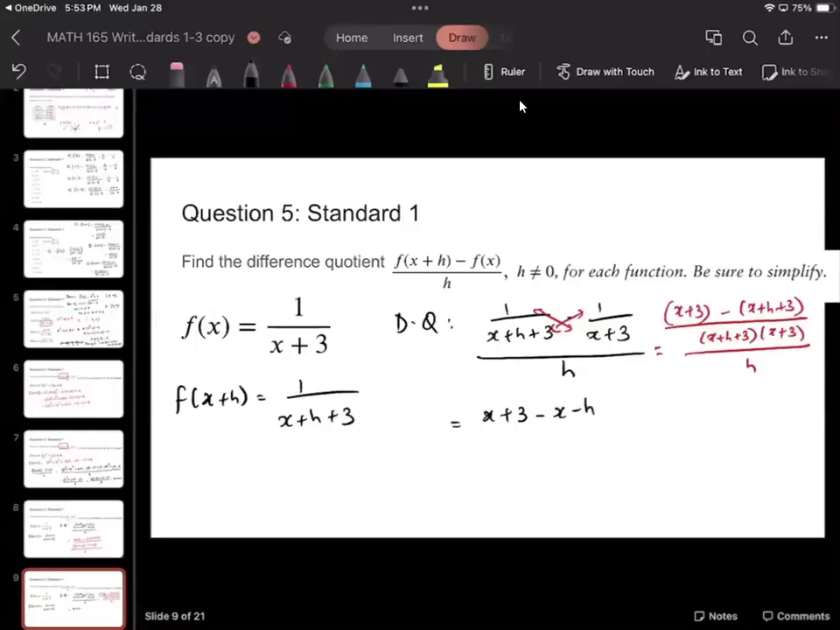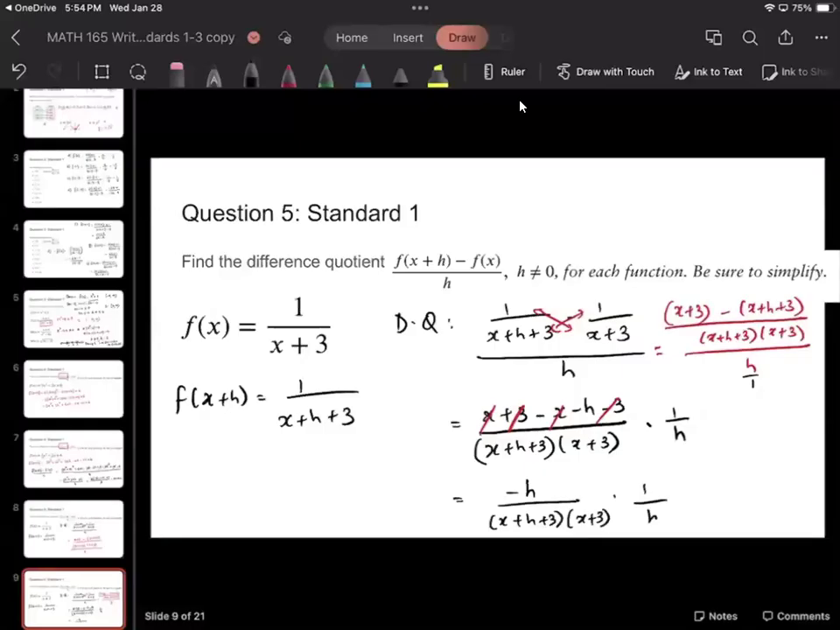Minus x minus h minus 3 all over x plus h plus 3 times x plus 3, and then I do the keep, change, flip. So this h over 1, when I flip it, becomes 1 over h. Okay, so then I cancel out whatever I can. The x and x goes away, 3 and the 3 goes away. So what am I left with now? I'm left with negative h over x plus h plus 3 times x plus 3 times 1 over h.